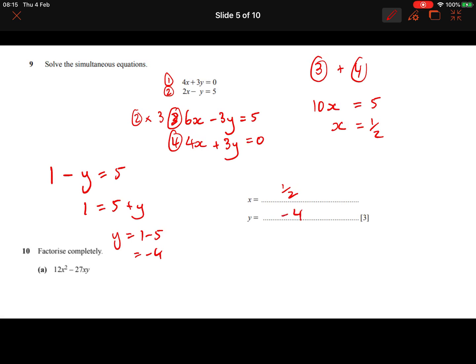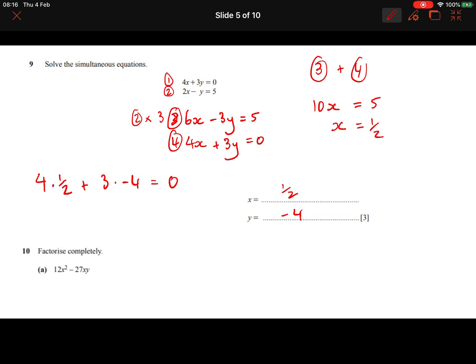Okay? And there's no excuses for getting this wrong, because what you can now do is you can check your answer by putting it into another equation. So I'm going to put my answers into equation 1. So 4 times a half plus 3 times negative 4. Is that equal to 0?